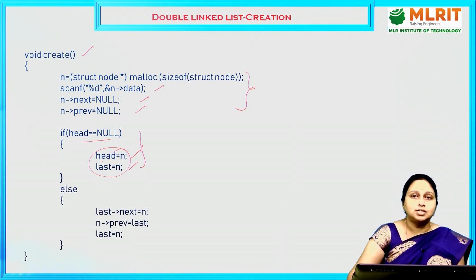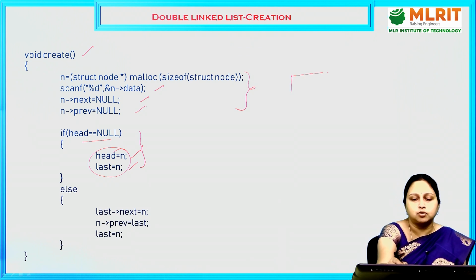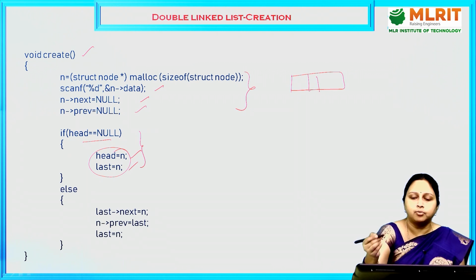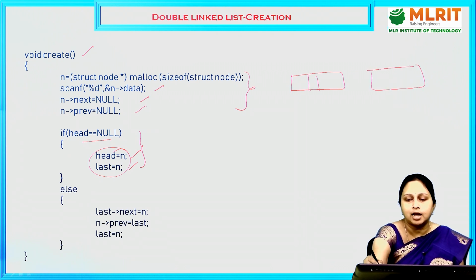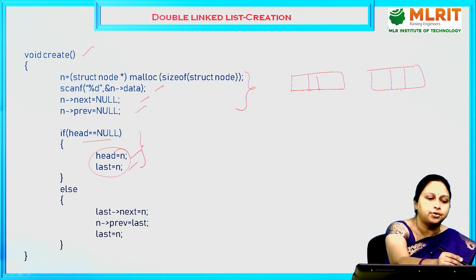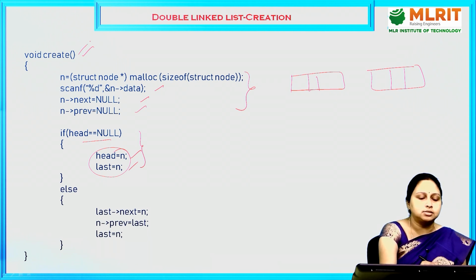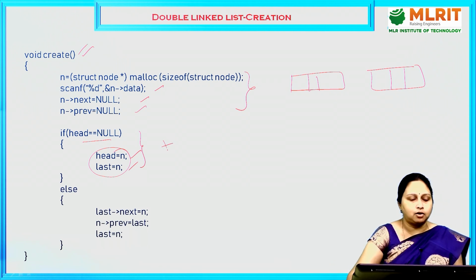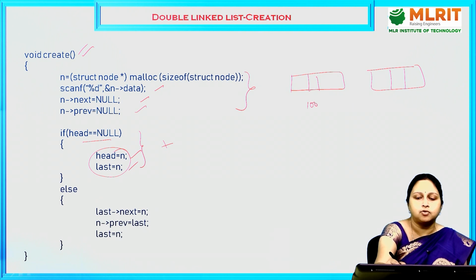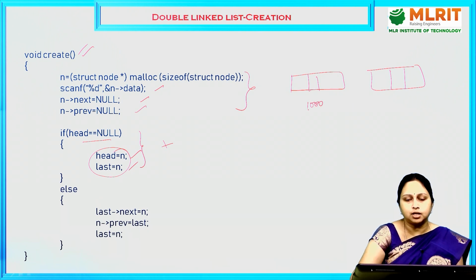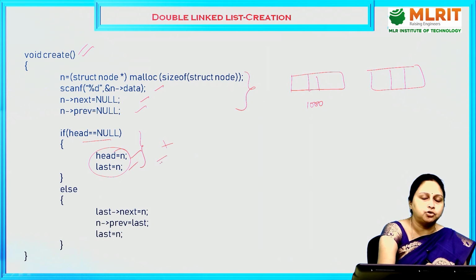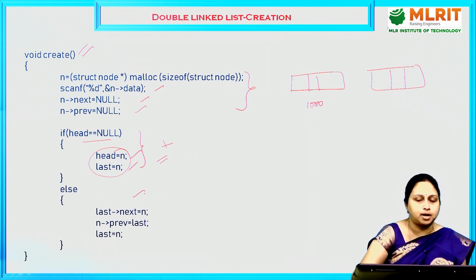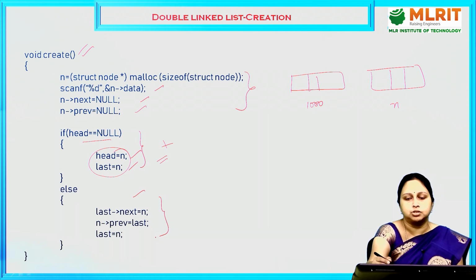That's why we are assigning head equal to n and last equal to n. Next, for the second time, this is the first node which we have created. If I am going to create a next node, again I am going to call the same function create. In that case, this condition is going to fail. Why? Because the head is assigned with some address. Because of that, this condition is going to fail. Then it will go for the else part, right? And after that, this will become the new node, and we have seen how you need to make the connections.